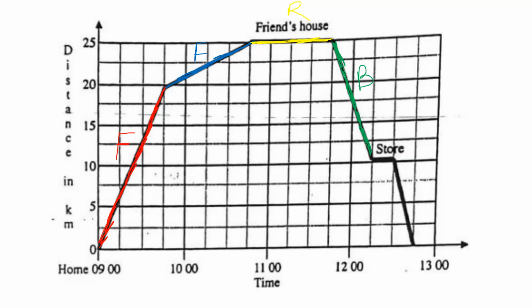So the green one, when we see a line descending, that means that the object is moving backwards, moving in reverse. It's returning back to the start. How about here? What did the object do? Rest. The object is at rest, stationary. And then finally, the last portion here. What's happening to the object? In reverse. The object is moving backwards.